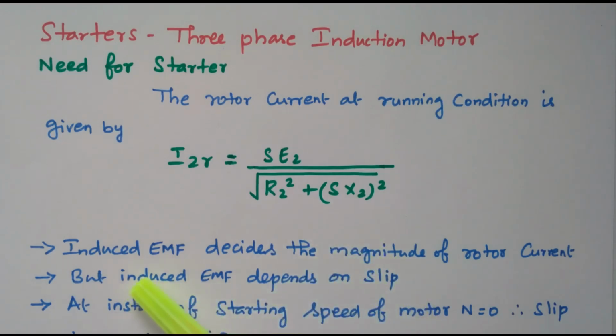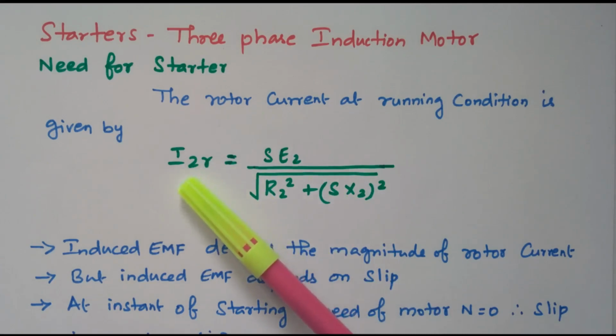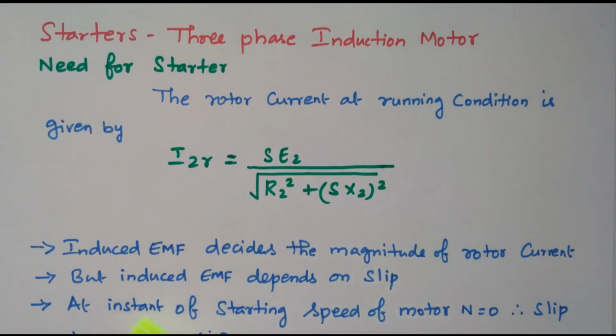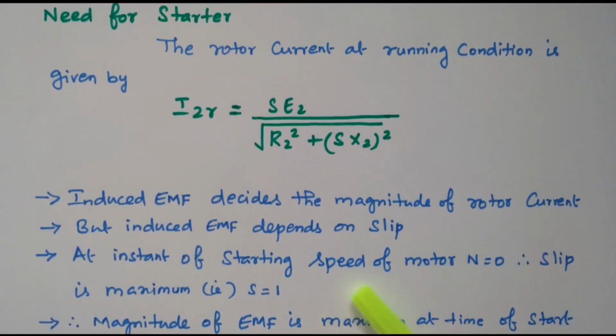So the induced EMF decides the magnitude of the rotor current, this E2, because the rotor current depends upon the induced EMF in the induction motor. But the induced EMF depends upon the slip of the motor. The slip is nothing but the difference in speed between the synchronous speed and actual speed. So at the instant of starting, the speed of the motor is 0. So the slip is maximum, S equal to 1.